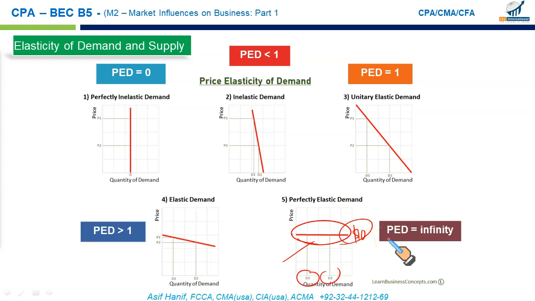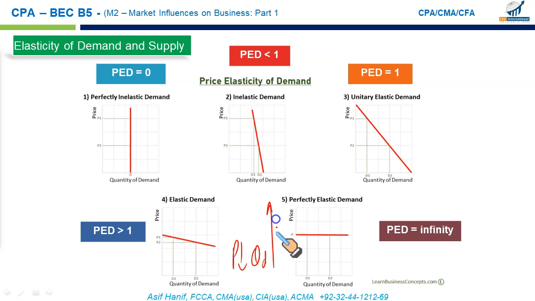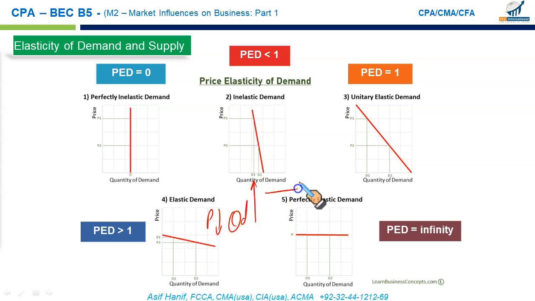And in case the PED is greater than 1, it means the demand is more responsive to the changes in price. If the price goes up, the quantity demanded falls, and conversely, if the price falls, the quantity demanded goes up. In this case, if the price decreases, quantity demanded goes up, total revenue goes up, total expenditure goes up. And if the price increases, the quantity demanded falls, total revenue falls, total expenditure of the consumers falls. This is how you can interpret.